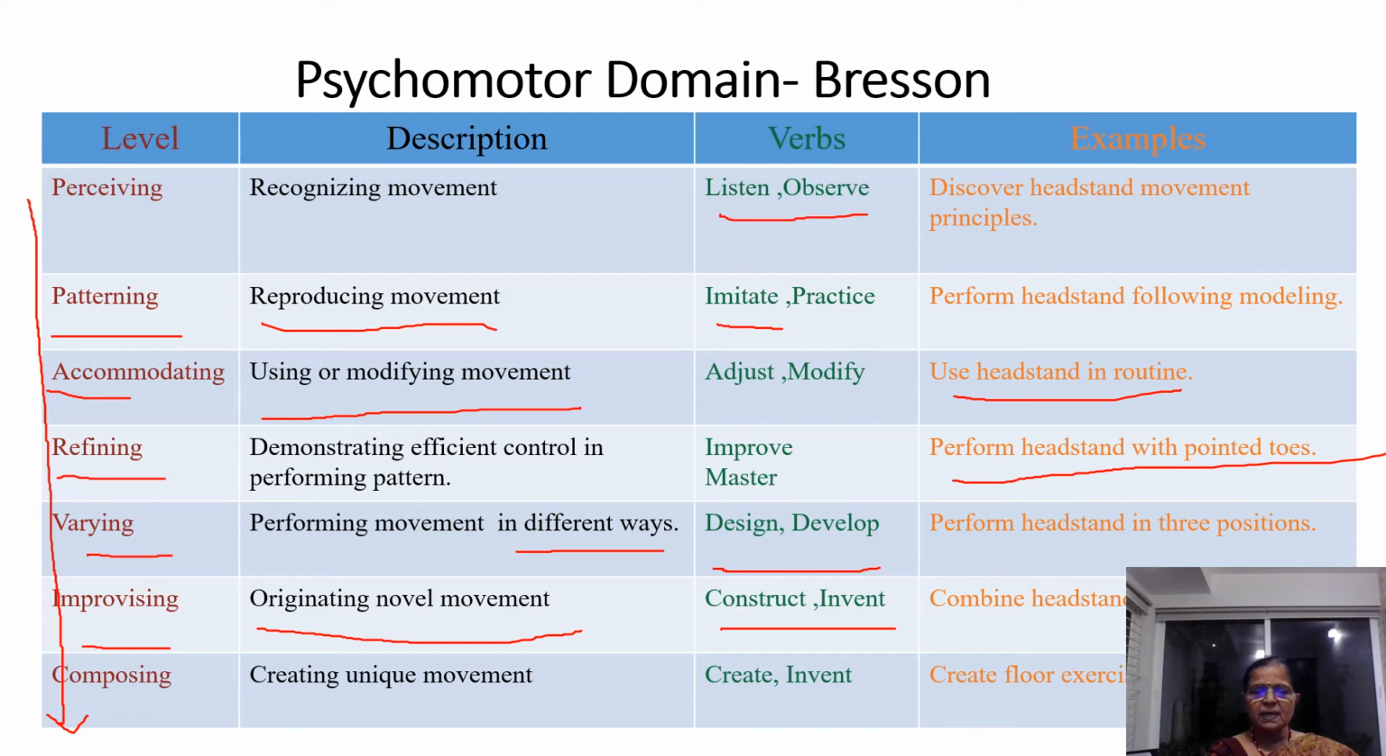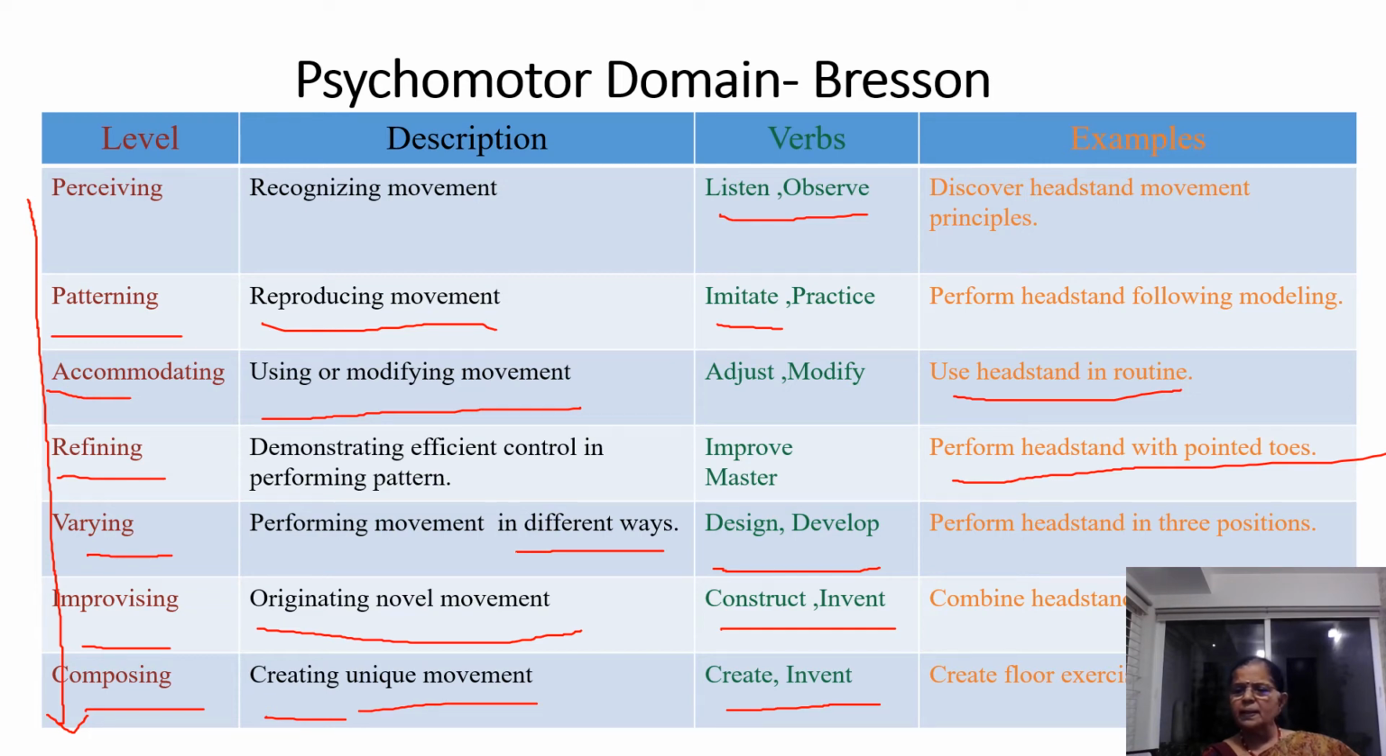And finally, it is composing. Composing means you are creating. If you are able to create something, that means you are at the highest level. Creating something new, something unique on your own. So create or invent. That forms the highest level in the psychomotor domain. This classification, starting from perceiving and ending in composing, is given by Brayson.